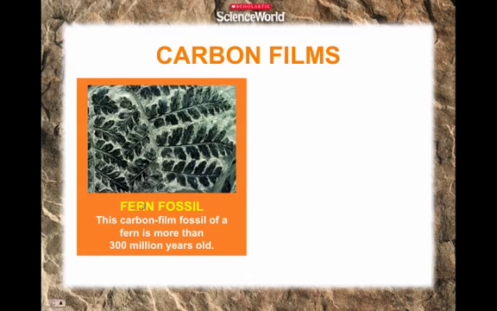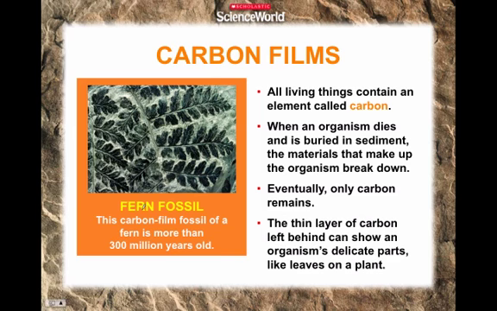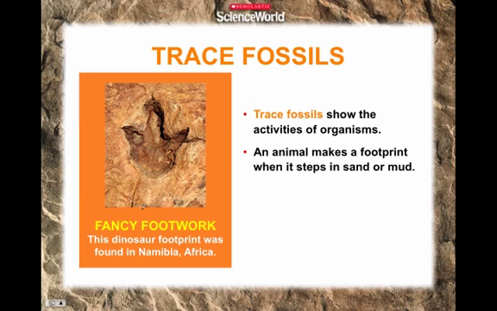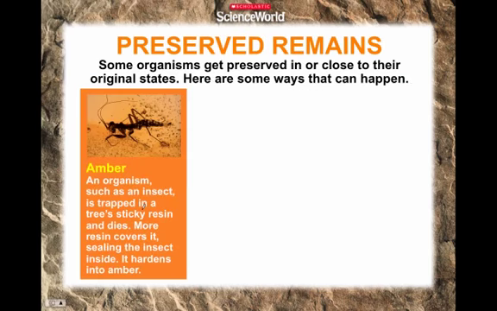What are carbonaceous films? So these are living things that contain an element called carbon. When an organism dies and it's buried in sediment, the materials that make up the organism break down. Eventually only the carbon remains. The thin layer of carbon left behind shows the delicate parts like leaves. Trace fossils show the activity of organisms. So an animal makes a footprint when it steps in the sand, or over time the footprint is buried in sediment and it becomes solid rock.